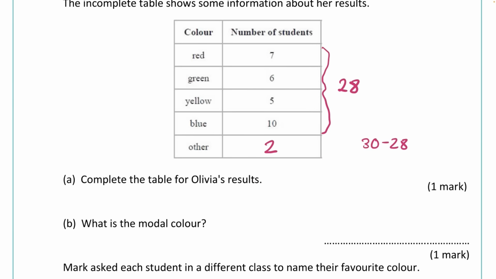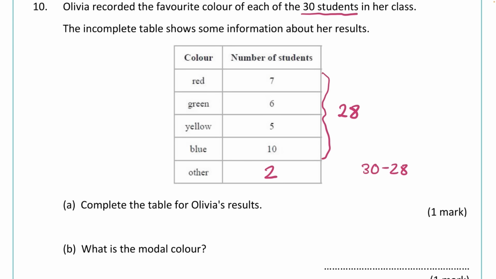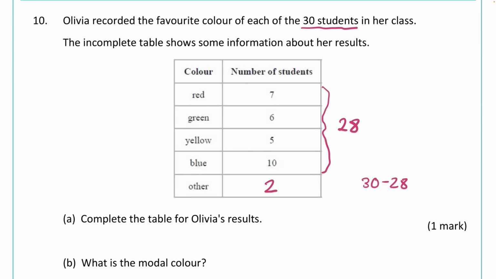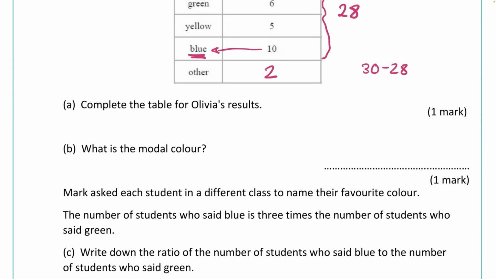For part B, it says what is the modal colour. So the modal colour is the most common, it's the mode. So that's just a different word for mode when we are looking in tables. So here, if we want the modal colour, let's have a look. Which one is the most common? Well, there's 10 students that liked blue the most, so the modal colour is going to be blue. And there we go, that'll be our final answer, blue.